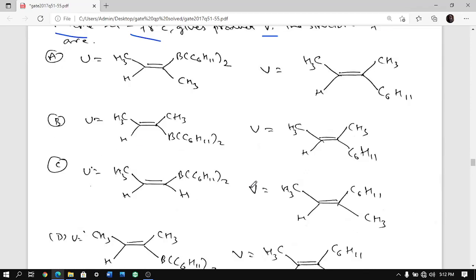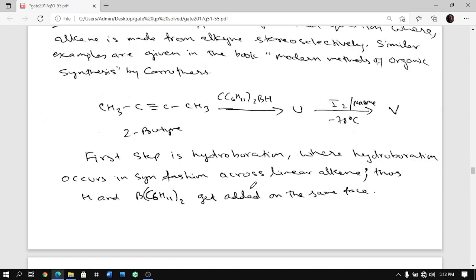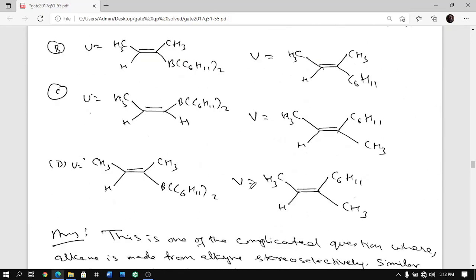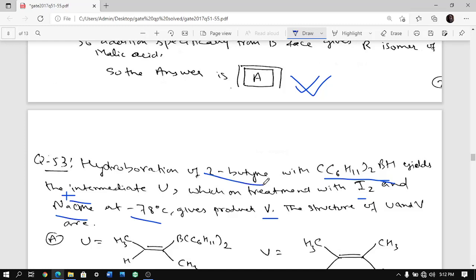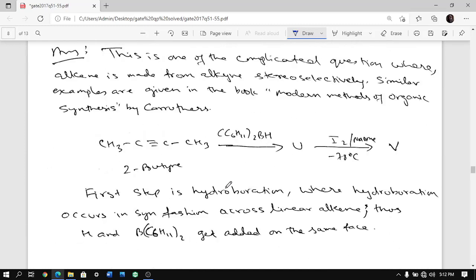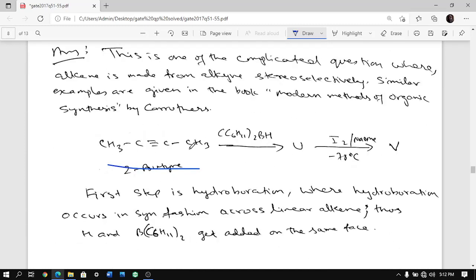So it is asking this. Okay, so this was a bit of an involved question. It took quite a long time for me to understand. But the thing that is important right now is 2-butene. Let's start with that. So 2-butene is here, 1, 2, 3, 4, and you are reacting with borane.